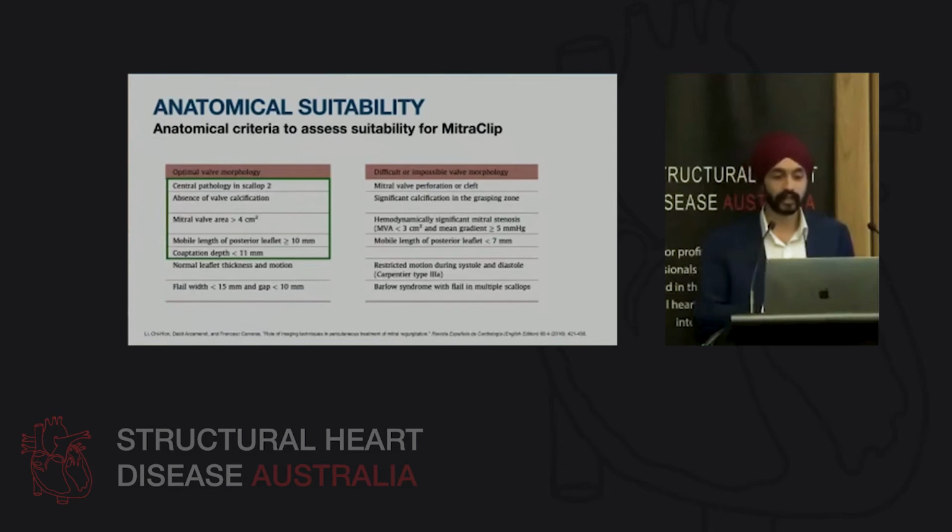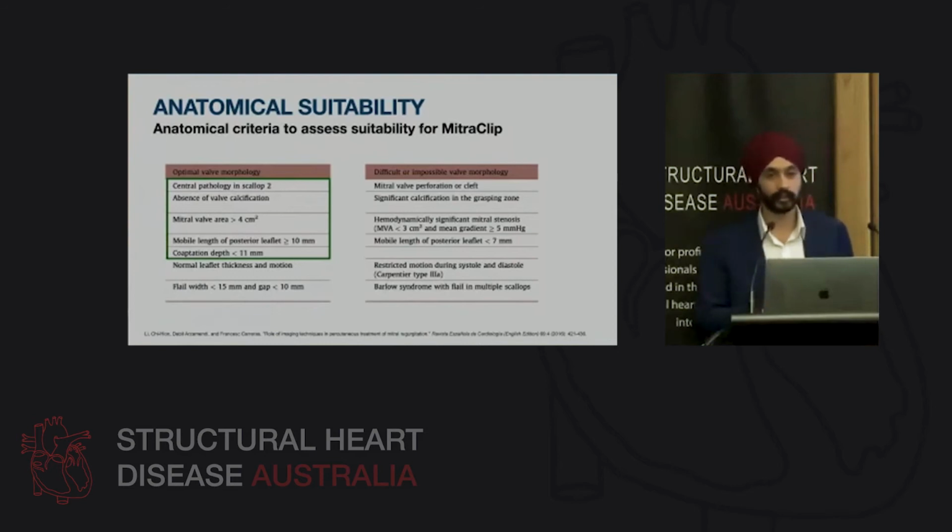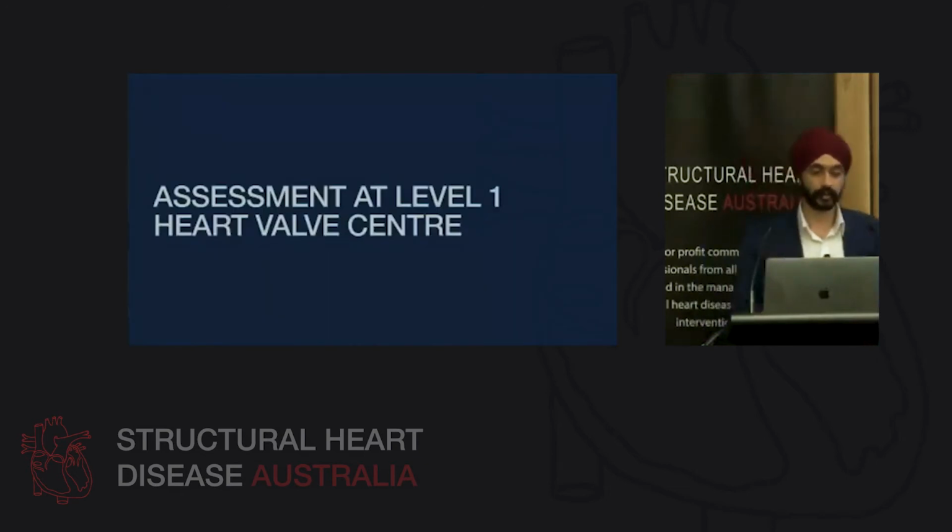That's not to say that if you don't meet these criteria, you can't do it. Certainly, you don't need A2, P2 lesions anymore. You can go closer to the commissures. There are operators out there that will operate on a mitral valve area of less than 4 centimeters squared, as long as the gradients aren't significantly elevated, and special care needs to be taken in those situations. But that tells you a little bit about the optimal valve.